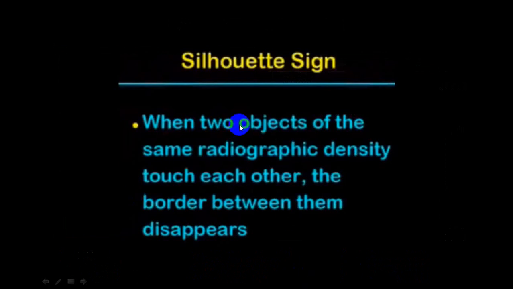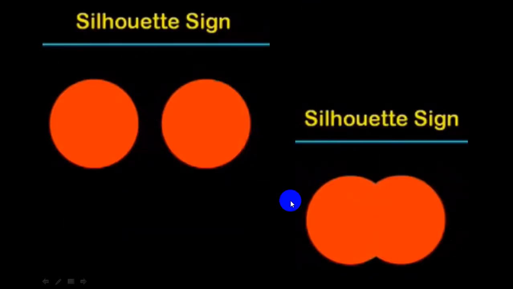So again repeating, when two objects of the same density touch each other or overlap, the border between them will disappear, and that is given the name silhouette sign. You can see these are two separate structures, both of similar density, but when they overlap, this border and this border, as they are overlapping, you cannot identify. So this is given the name silhouette sign.